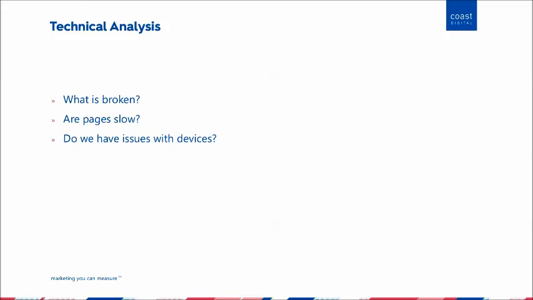So when we're looking for these bugs, we need to ask ourselves 3 main questions. What is broken? Are pages slow? And do you have any issues with any devices? And Google Analytics is good at answering these key questions, or any other tool for that matter. But we're going to focus on Google Analytics today. And in the following examples, just to make you aware, we're using Google Analytics demo data.